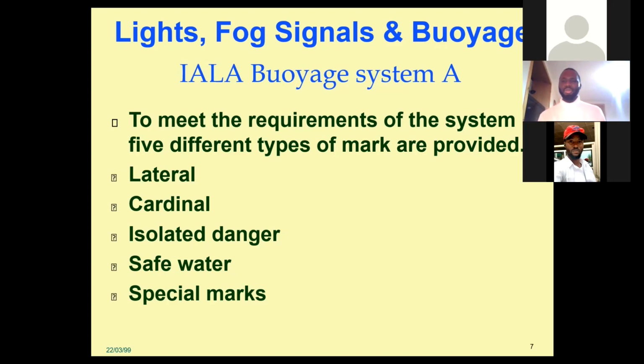Before you start navigating in between buoys, in exam or real life? Yes, even before I start navigating lateral buoys, one of the first questions I'll ask myself is, am I proceeding inbound or outbound? Then two, I'll ask myself, which region am I in? Am I in region A or region B? Then that will guide me on what to do.